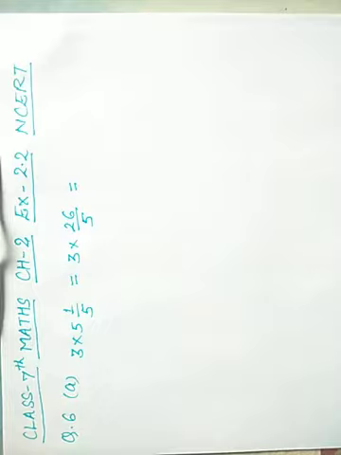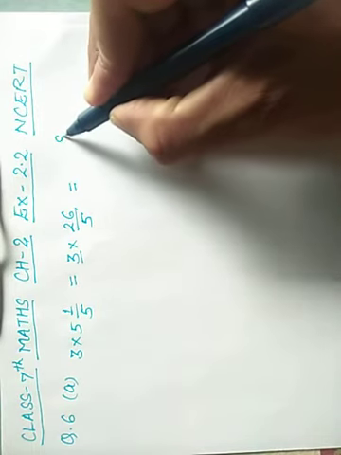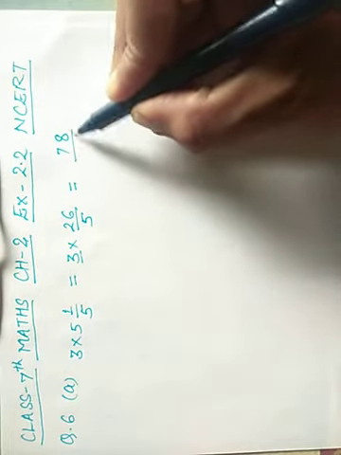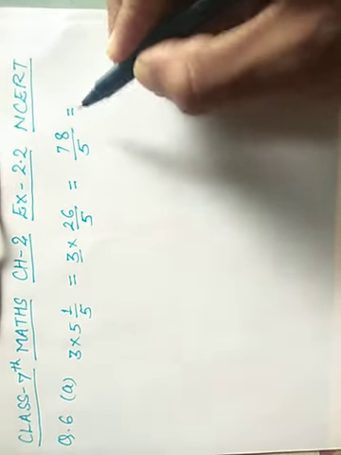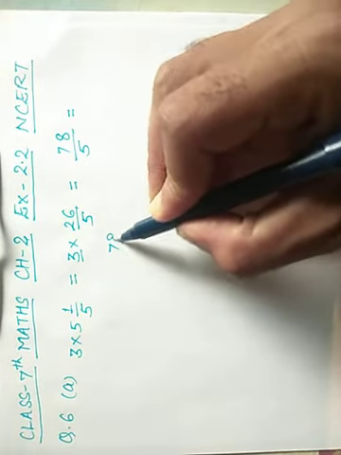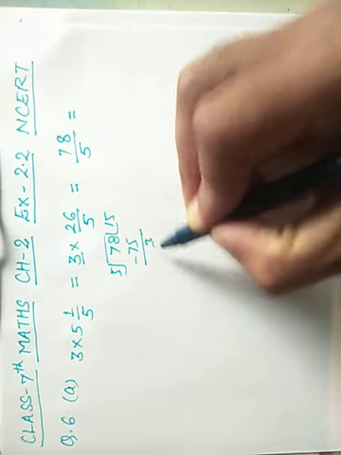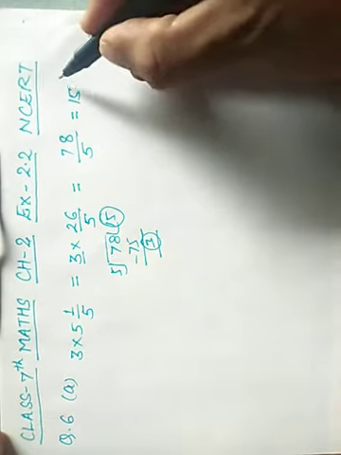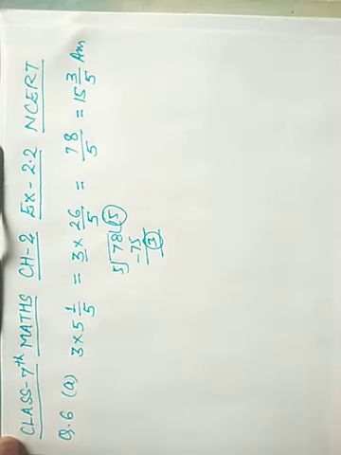Okay, and then we will multiply 3 with 26. 3 sixes are 18, 8 carry over 1, 3 twos are 6 plus 1 is 7, so 78 upon 5. Now we have to express it as a mixed fraction, so we will convert. We have to divide 78 by 5. We can divide it roughly also. 5 fifteens are 75 and 3 remainder. So this 15 will become the whole number, and this remainder 3 will become the numerator, and 5 will be as it is. Okay, this is the answer.